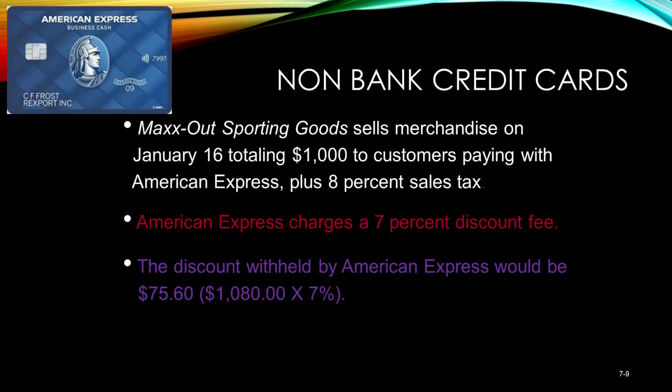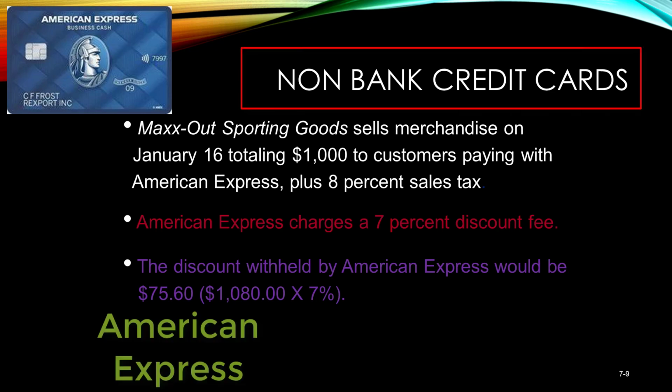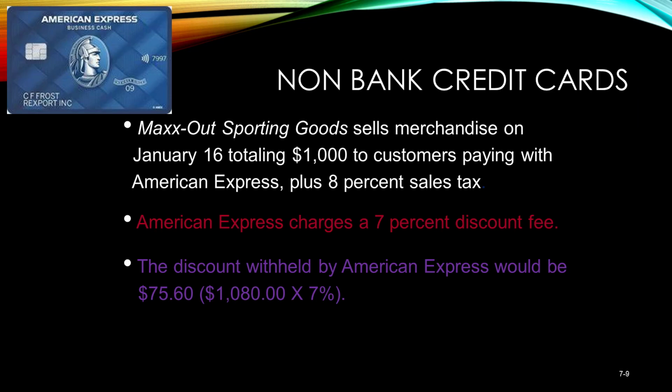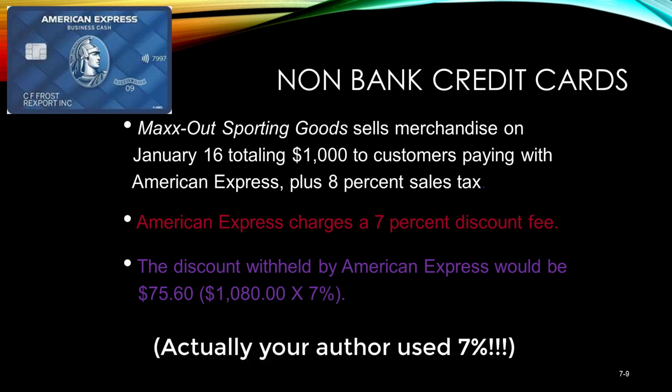Non-bank credit cards, like American Express, are handled a little bit differently. American Express and Diners Club make you wait a week or two to get the cash. Because of this, we debit accounts receivable when the sale is made, and then a few weeks later, when the cash is collected, the cash is recognized less the 3% fee. Let's take a look at the journal entry.